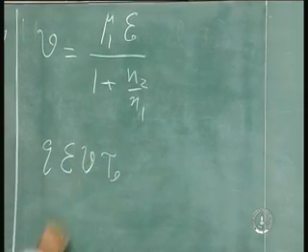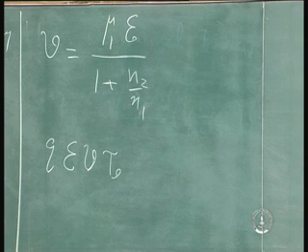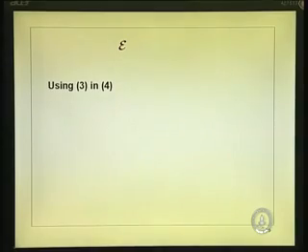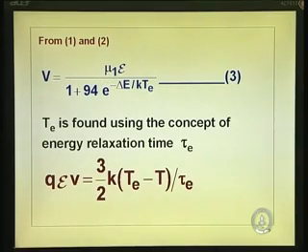This is the velocity. Okay. What is that quantity? Tau e. Tau e is the energy relaxation time.